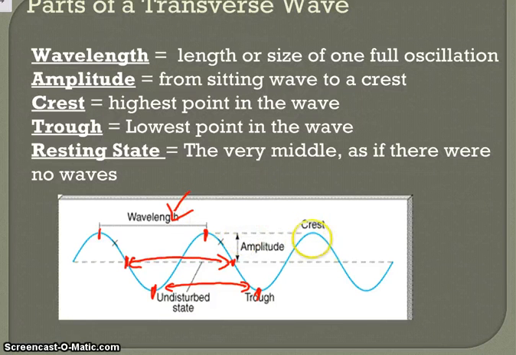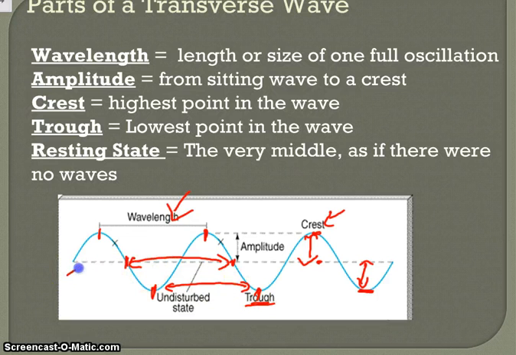We can look at the amplitude of the wave, which is really the distance between the resting point and the height of the wave, which we call the crest. Or we can look at it this way over here. We can look at the difference from the resting point to what we call the trough of the wave, which is the bottom of the wave.